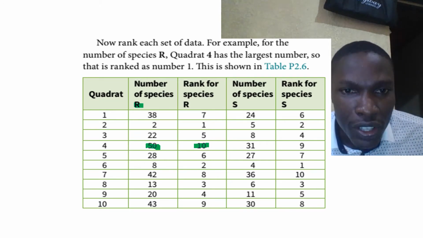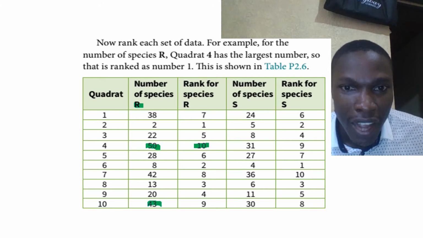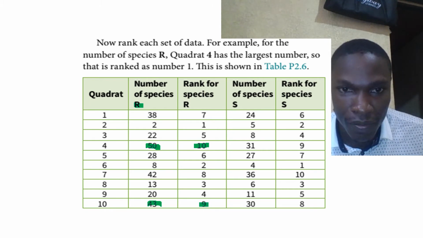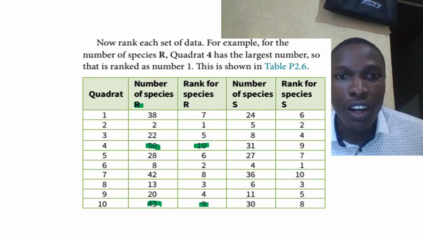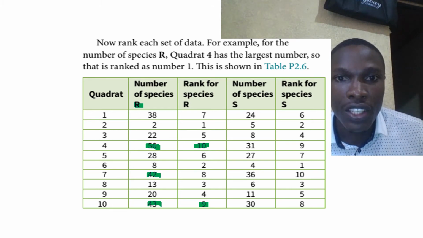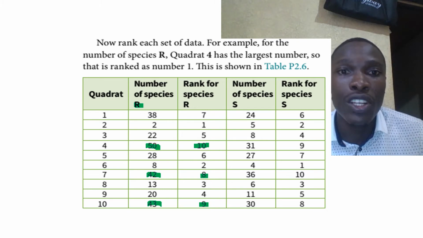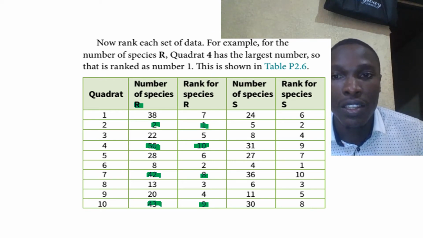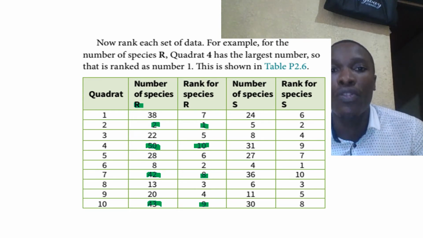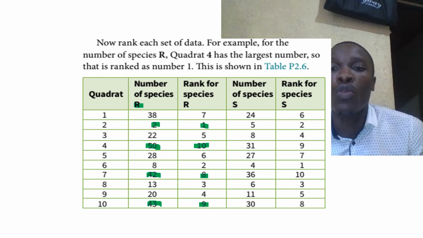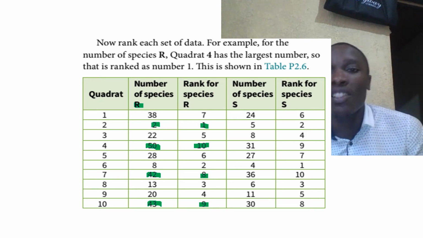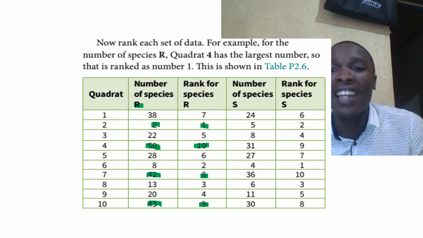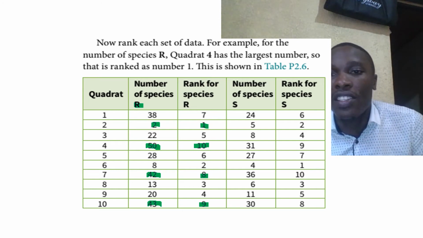Then which one follows? Let's check. It was the 10th quadrat which had 43 species of R, and we rank it number 9. Which one follows? Let's check. Quadrat number 7 had 42, we rank it number 8. So we do the same until we reach the lowest, the quadrat that had the lowest number of species of R, and that's quadrat number 2, it had only 2, and we rank it number 1. It is the least, it had the lowest number of species. So these ranks just show which one has the biggest value and which one has the smallest value. The one which has a small rank had the smallest number of species.